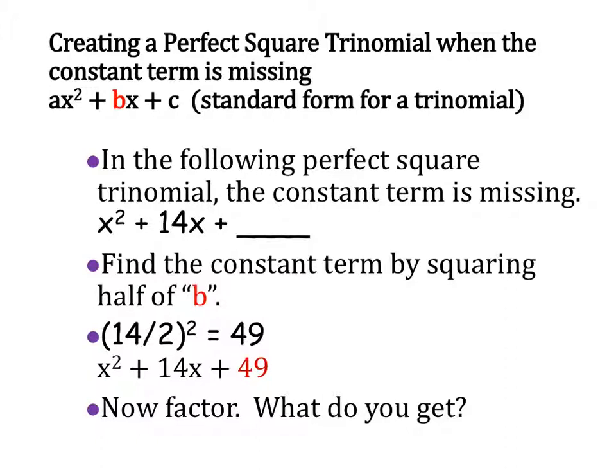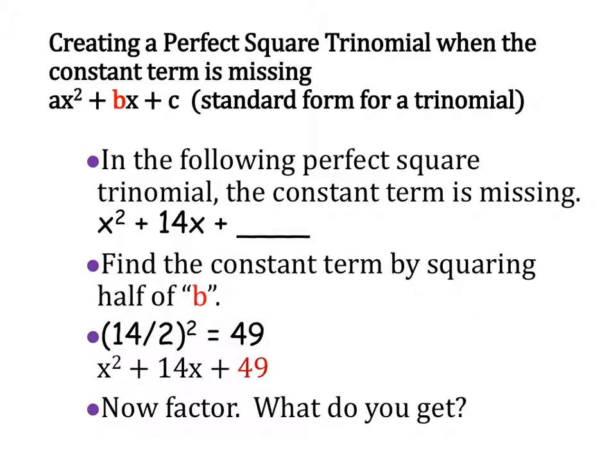Now, sometimes we will want to get a perfect square trinomial. For instance, in this problem, x squared plus 14x plus, we have a missing constant term. We want to put in the right constant term so that this will become a perfect square trinomial. Now, let's go back and review standard form for a trinomial, ax squared plus bx plus c. We're going to concentrate on the b, which is always the coefficient for x. Now, in order to get this missing term, we will use the b from standard form.